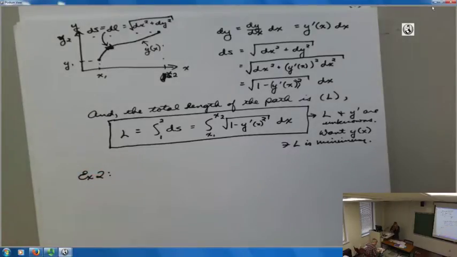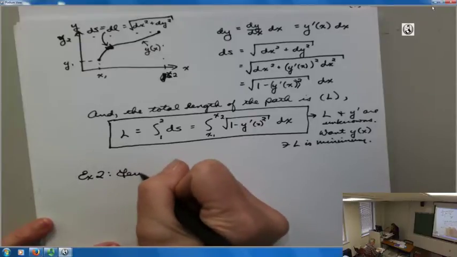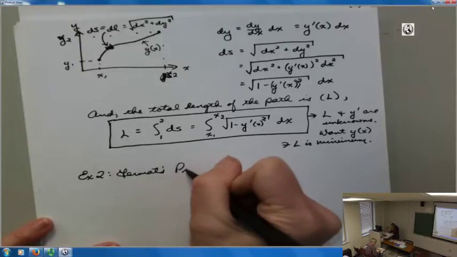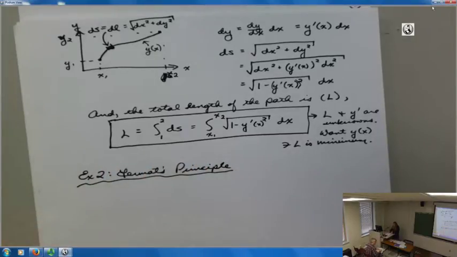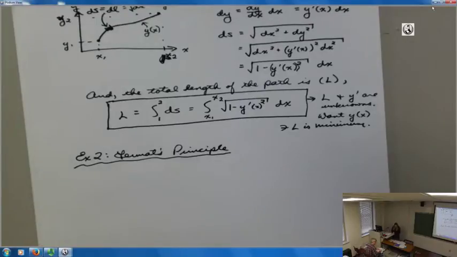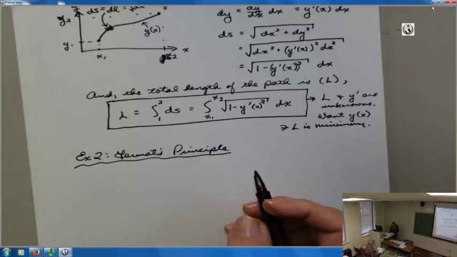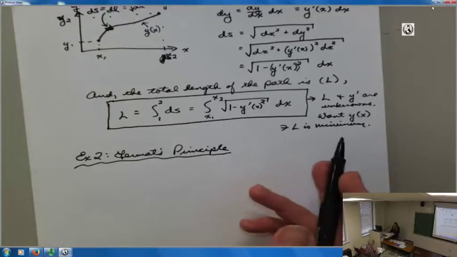All right, this example is Fermat's principle. This is going to be a similar problem, except I'm trying to find the path that light can travel that will take the minimum amount of time. You'll see that there's a special case in which it reduces to the same problem as what we had in the first example, but in general it does not have to, specifically if the index of refraction varies.